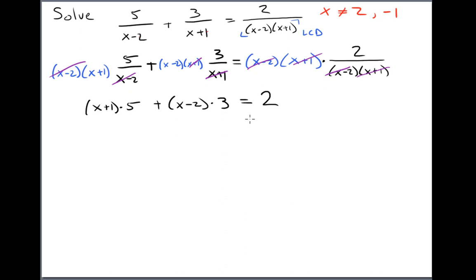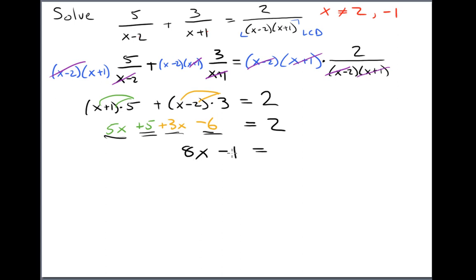Great. Let's go ahead and distribute. That's 5x plus 5. And we're going to add to it 3x minus 6. And that's going to be equal to 2. So we'll group like terms. 5x plus 3x gives us 8x. And then 5 minus 6 is 1. So 8x minus 1 is equal to 2. That means that 8x has to be equal to 3. So x has to be equal to 3/8.